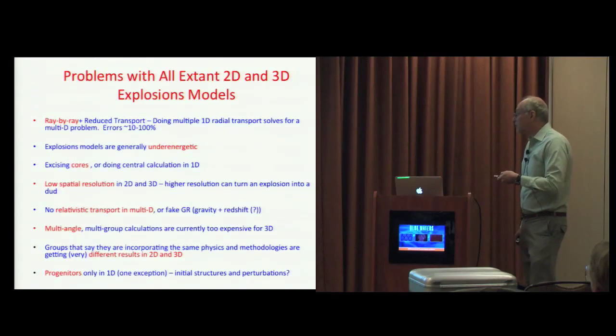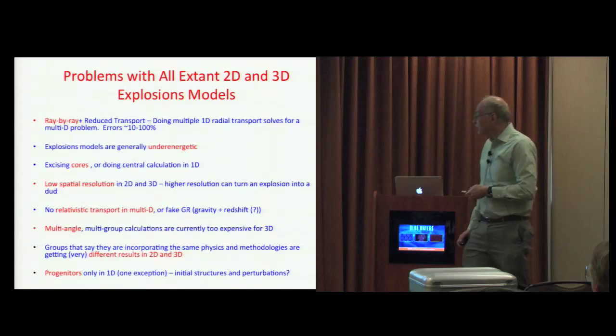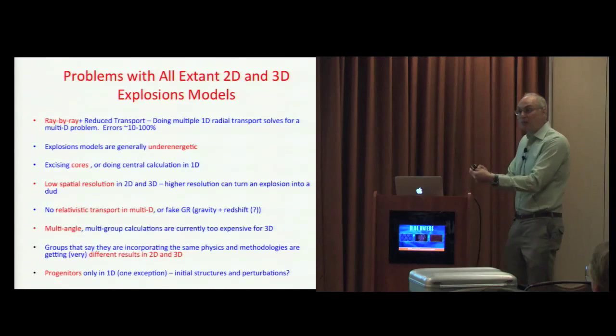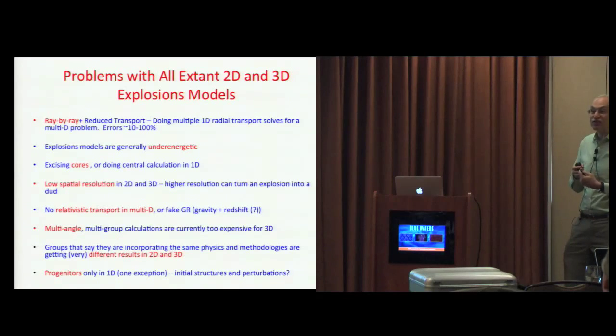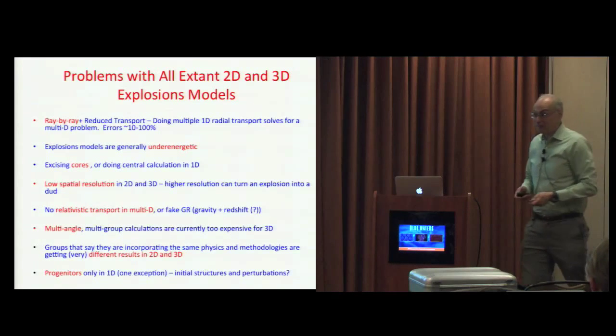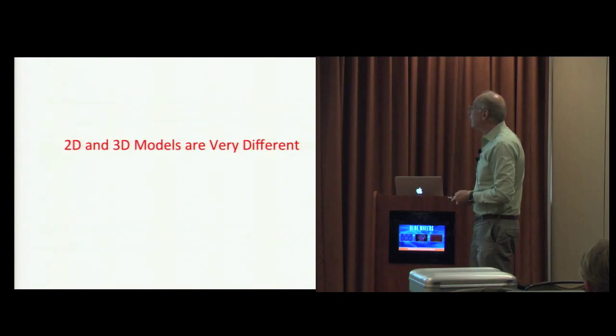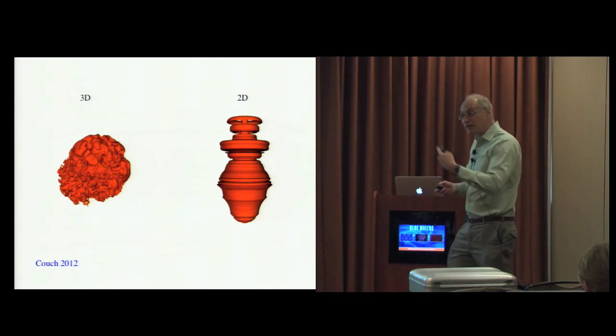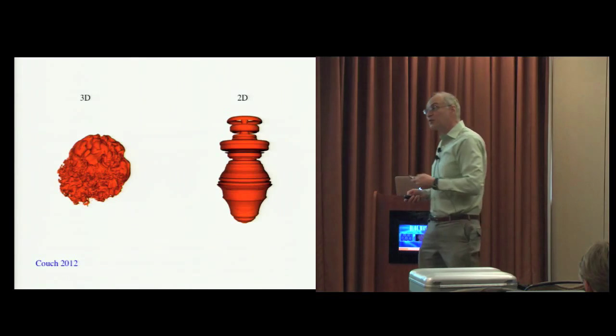There are different results. The progenitors, of course, are crucial, and different modelers who know the nuclear physics are providing us with initial conditions that are very different. And so that's a real problem. So one of the things I'm going to emphasize is 2D and 3D. I'm going to go through a list of problems. 2D and 3D are very different.